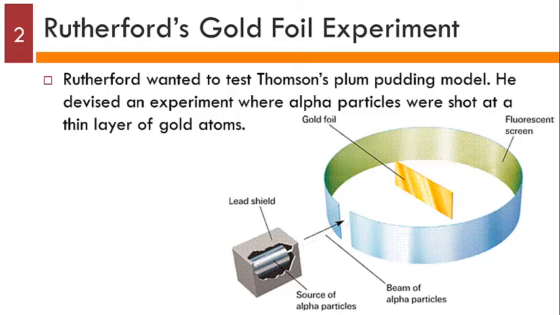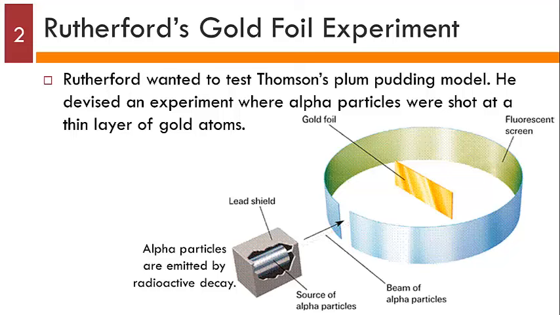So he took an alpha particle source. Alpha particles are emitted by the radioactive decay of a radioactive isotope. So he put this inside of a lead shield with a hole in it, so the alpha particles could only go through the hole. He pointed this alpha particle source at a thin piece of gold foil, and all around the gold foil is a fluorescent screen.